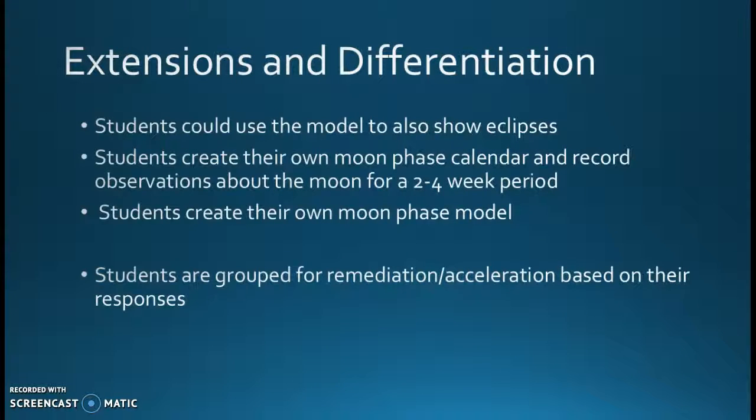Just a couple of extensions and some differentiation that I would use with these activities. Like I said, because eclipses are closely related to moon phases, students could use that model to also show eclipses. Students could create their own moon phase calendar and record their observations about the moon for a 2 to 4 week period. And students could also create their own moon phase model.